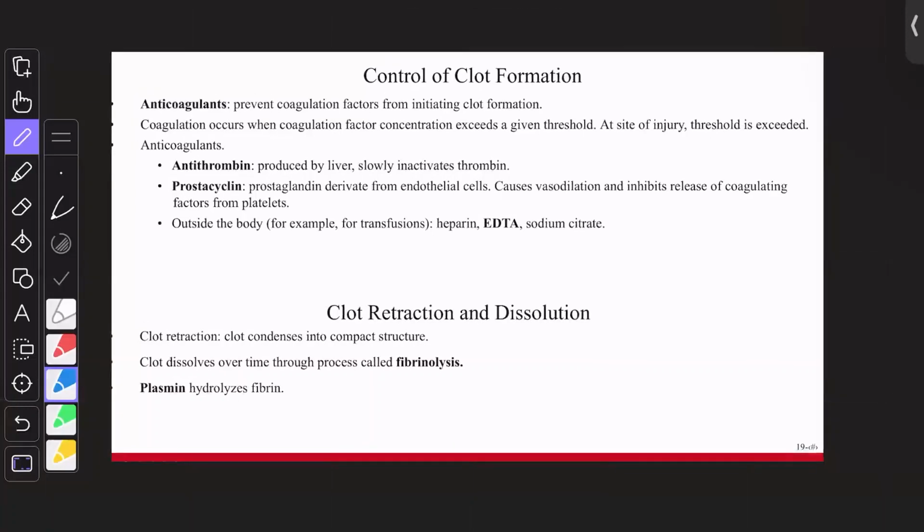Okay, clot formation, anticoagulants. All you need to know is what they do. I don't know why I leave this one in here, because don't ever ask anybody about it, that one, sodium citrate. Anticoagulants prevent coagulation factors from starting clot formation. Basically we're going to affect those factors, the ones I told you you need to know the names of, right? Factor 1, factor 2, factor whatever.